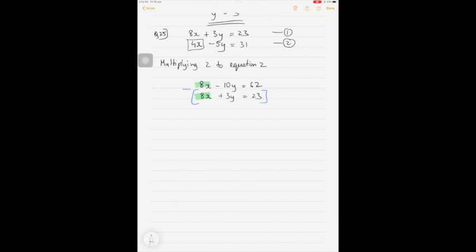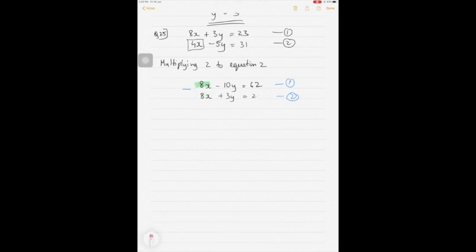Now I'll name this as equation. This is actually equation 1, no? So equation 1 minus equation 2. When I'm subtracting this and I open the bracket, this blue bracket which I have made, what will happen? Plus 8x will become minus 8x, plus 3y will become minus 3y, and plus 23 will become minus 23 because you are subtracting.